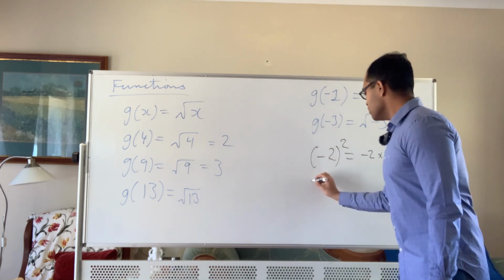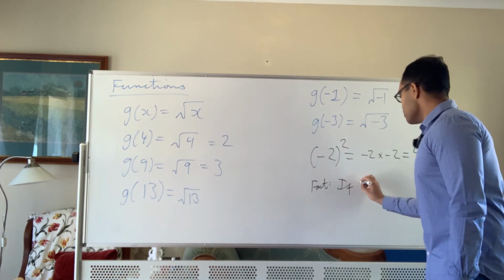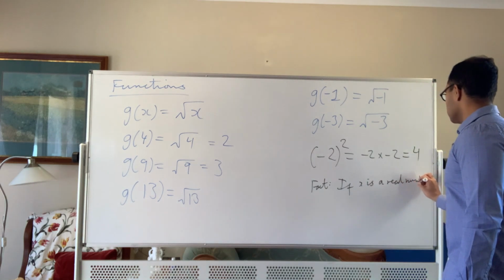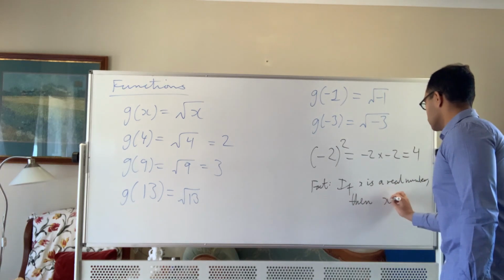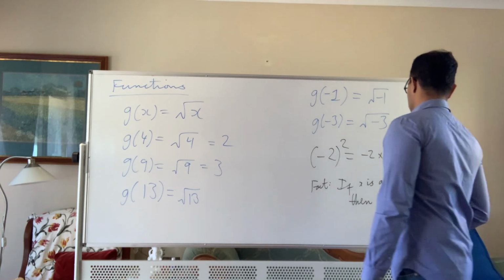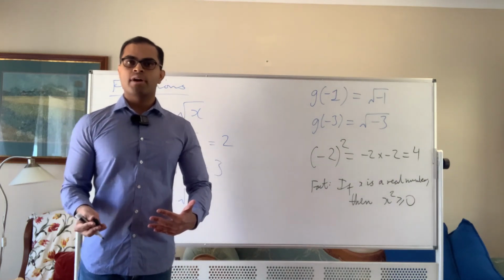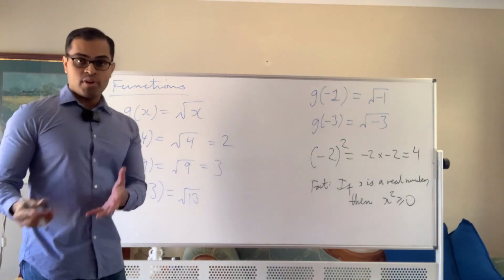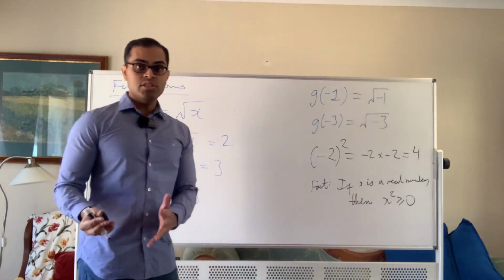In general, this is a fact: if x is a real number, so x is any number you like on the number line, then x squared is always at least 0. The idea is that a negative number's negative signs cancel when you square it, so it becomes positive. 0 squared is 0, and a positive squared is positive. So you can never take the square root of a negative number because there is no answer.